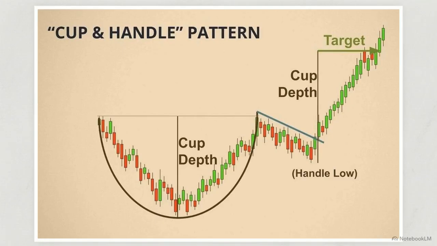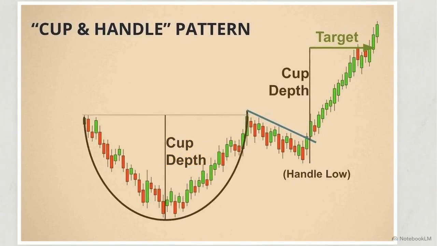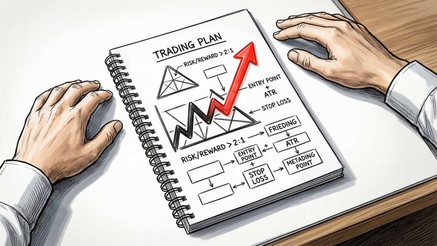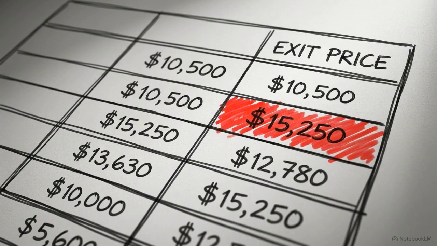On this cup and handle pattern, we first measure the maximum depth of the cup from rim to bottom. Take that exact distance, copy it, and stack it right on top of the breakout point. That upper level is your mathematically projected exit. The measured move removes fear and greed from the equation. It gives you a specific price point to cash out and walk away.